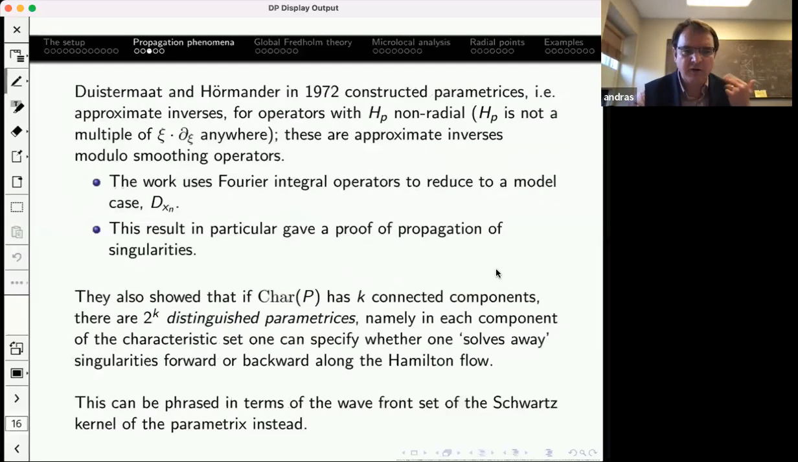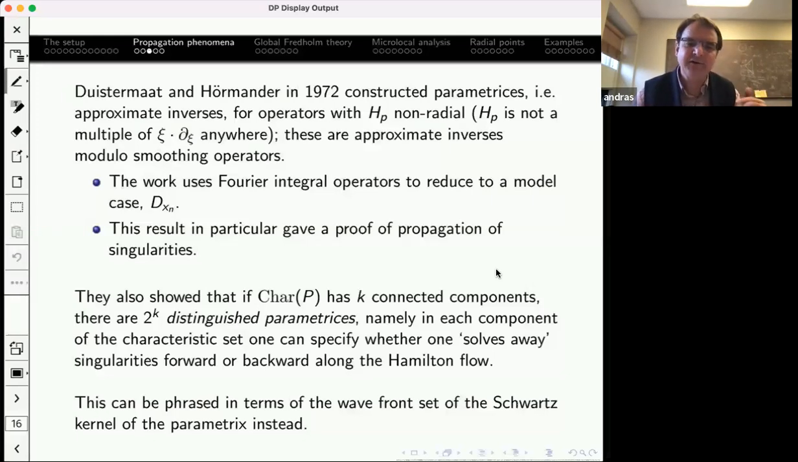So concretely, what Duistermaat and Hörmander did was they constructed parametrices. These are approximate inverses for operators which are non-elliptic. The Hamilton vector field is not radial, so it's not a multiple of the sum of psi_j d/d psi_j anywhere. This is the dilation orbits, right? The psi d/d psi is the generator of dilations in the fibers of the cotangent bundle. And the parametrices are approximate inverses up to smoothing operators, so operators with a smooth C infinity Schwartz kernel.